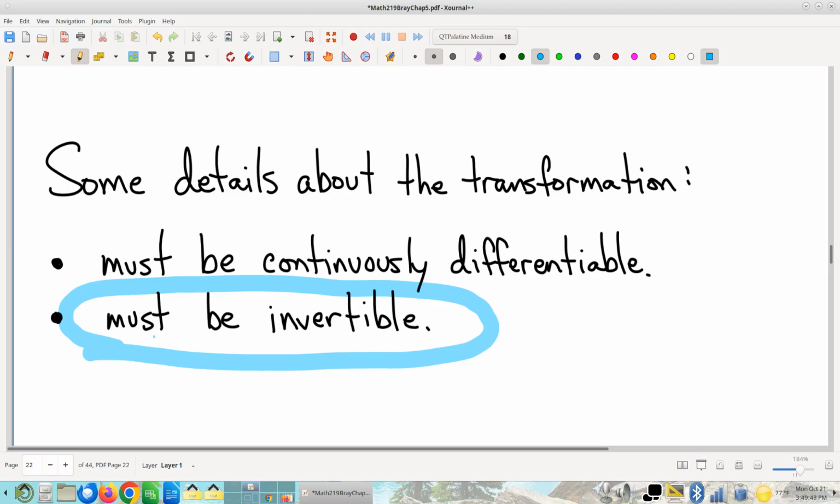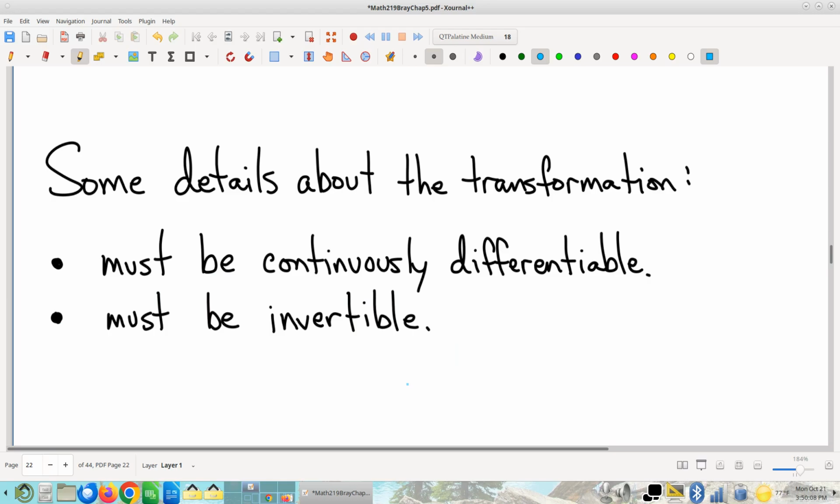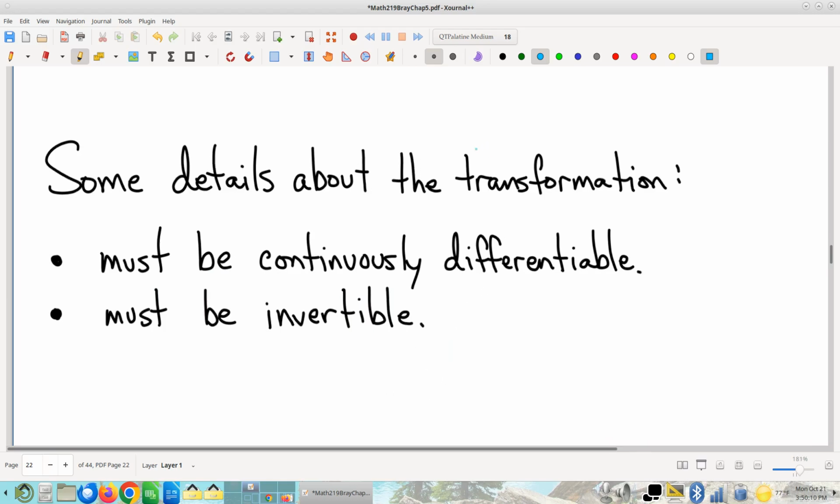But if your change of variables function is not 1-to-1 and on-to, the pullback domain and the given domain, if they're not 1-to-1 and on-to related by the change of variables function, then you're going to have a problem. So just keep an eye on that. Okay, moving along.